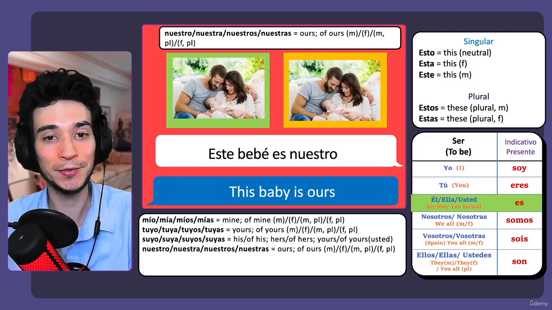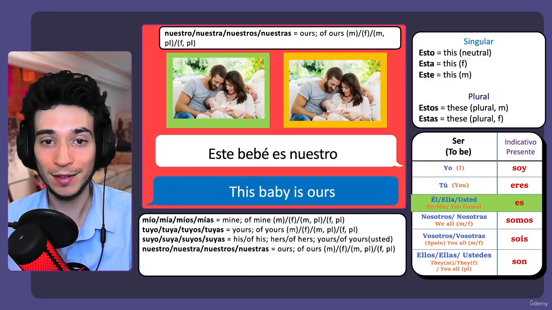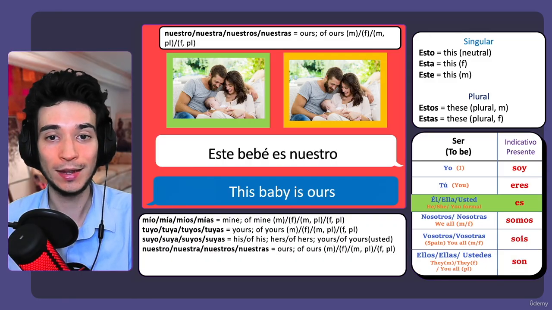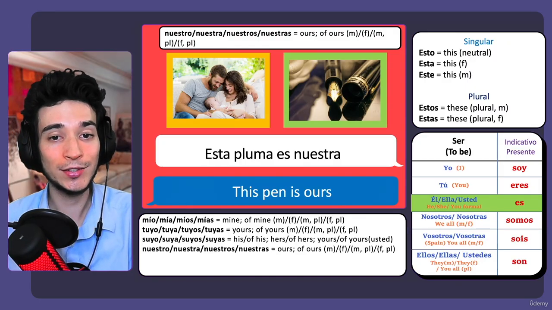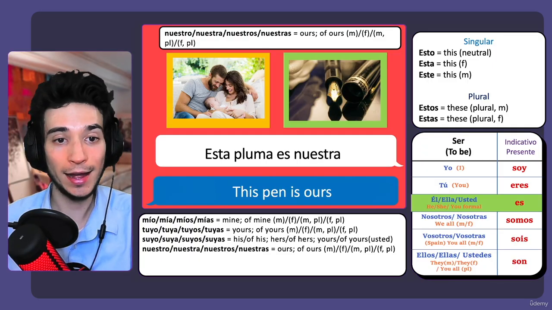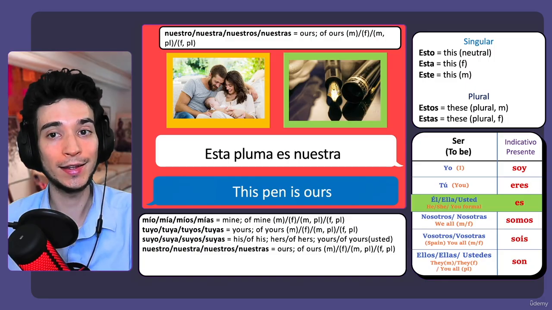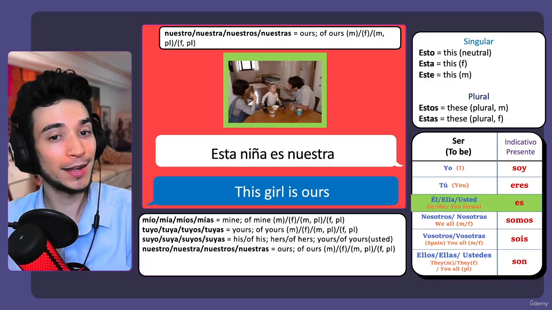The first one we have is este bebé es nuestro. This baby is ours. And the second example we have is esta pluma es nuestra. This pen is ours. So nuestra because it's female. The baby is male, so nuestro. Okay. And the next one.